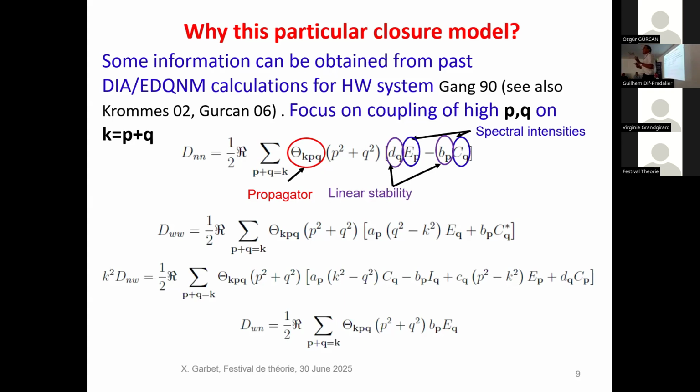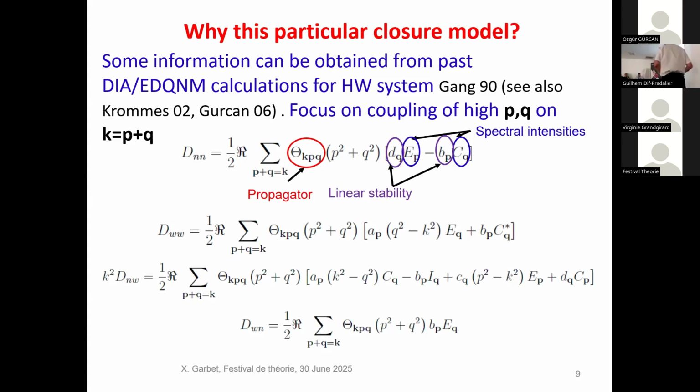But remember, I'm just interested in the effect of two, say, high wave numbers P and Q on the low wave number K, such that K equals P plus Q, right? This means that you can just consider a subset of these calculations. And by identification with the equation that we just showed, hopefully with the right K squared, you find indeed a prediction for these 4 coefficients as a function of K. So the typical structure of the terms is a propagator, which involves essentially frequency broadening.